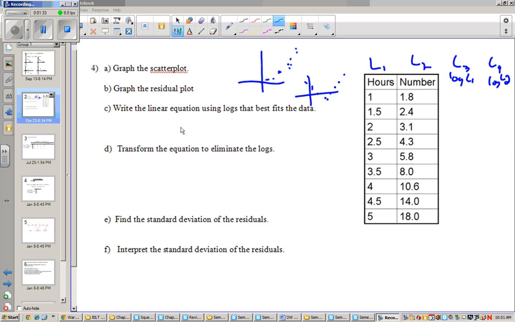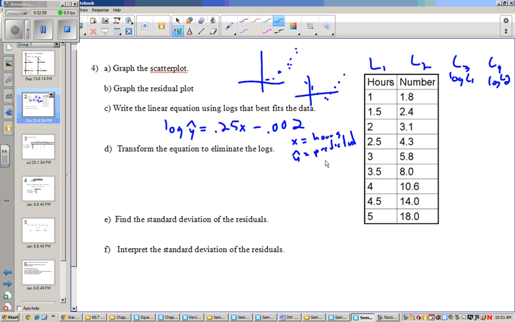And when we did this, we could get an equation that said log of y is equal to 0.25 plus or minus 2.5x minus 0.002. Now, what we want to do is define our x to be hours and y hat, we should put a y hat in here, predicted number. Probably should have had some context in here, but oh well.